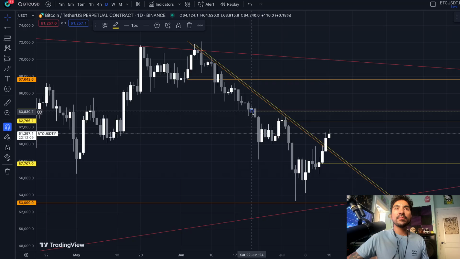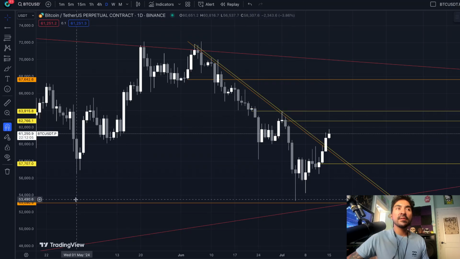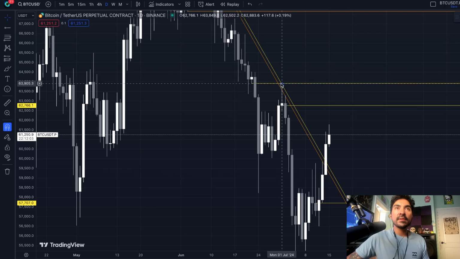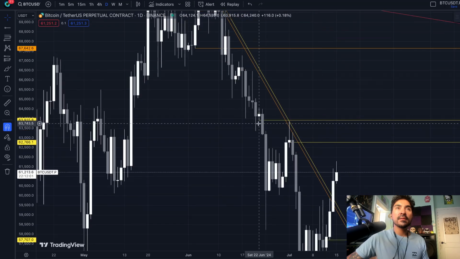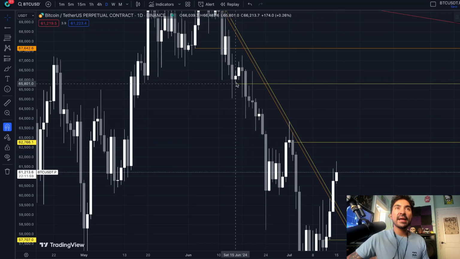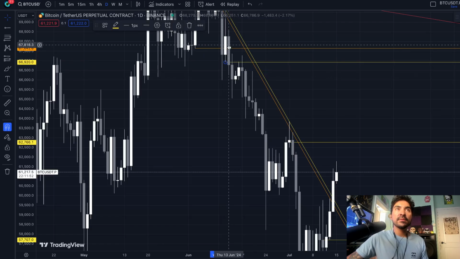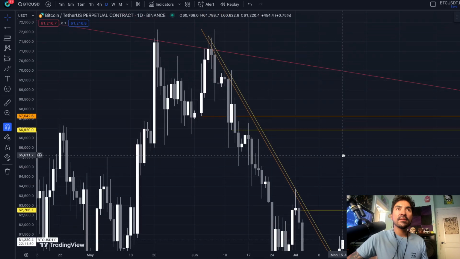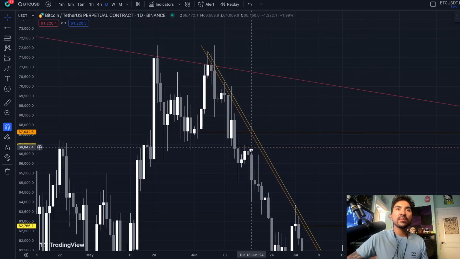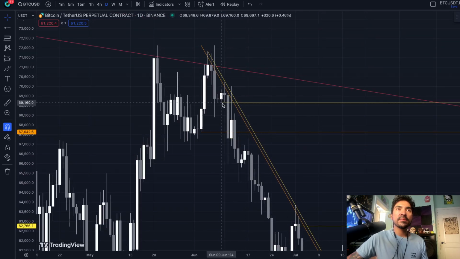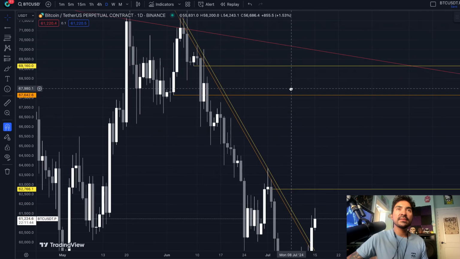Here's another level that's untested. It was almost tested right here, but not really. And there's another one, backside, right here. It could be this level. It could be the body that also could get tested. This level is already tested by here, but there's a weekly here. But this level up here is also untested.